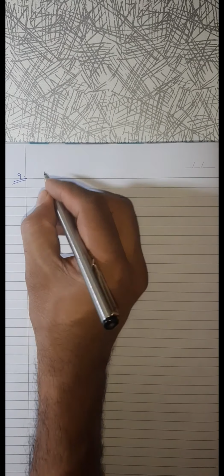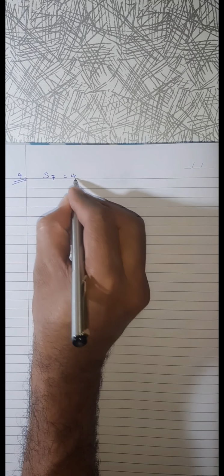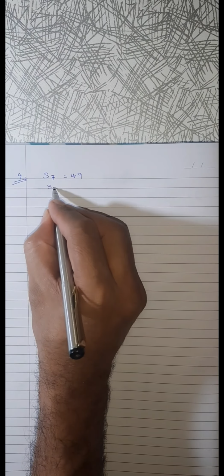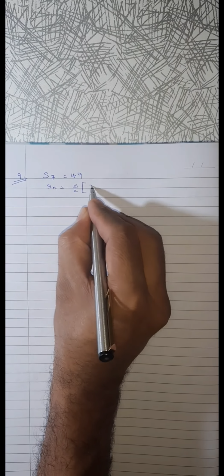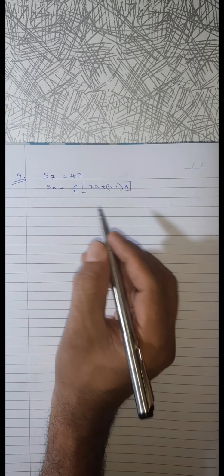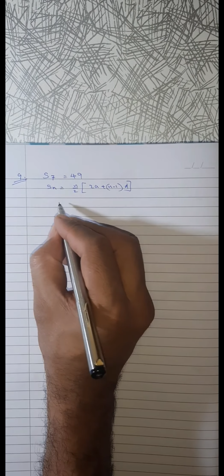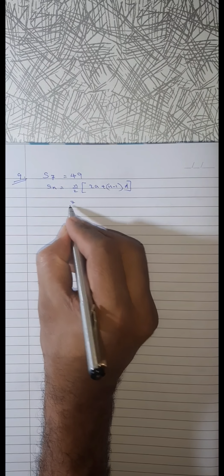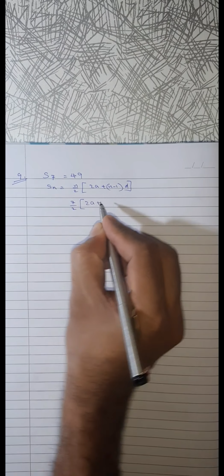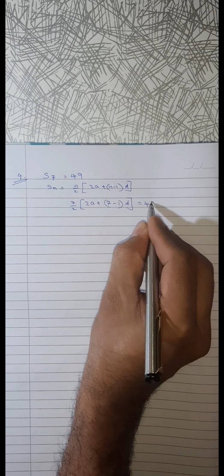Question number 9. If the sum of 7 terms of an AP is 49, sum of 7 terms S7 equal to 49. Sn formula, Sn is equal to n by 2 into 2a plus n minus 1 into d. So using this we will get one equation. S7 means 7 by 2 into 2a plus 7 minus 1 into d equal to 49.